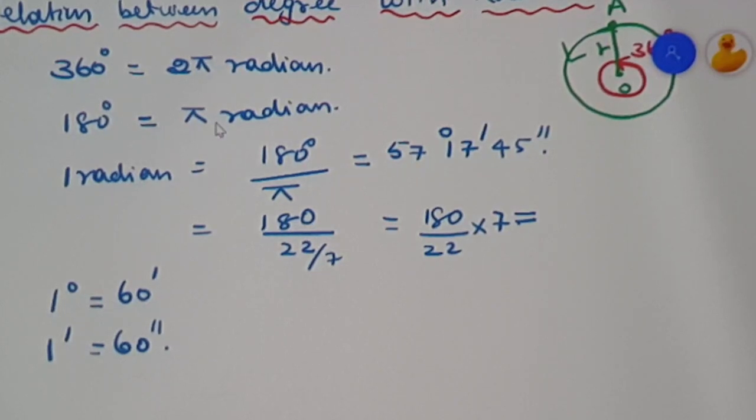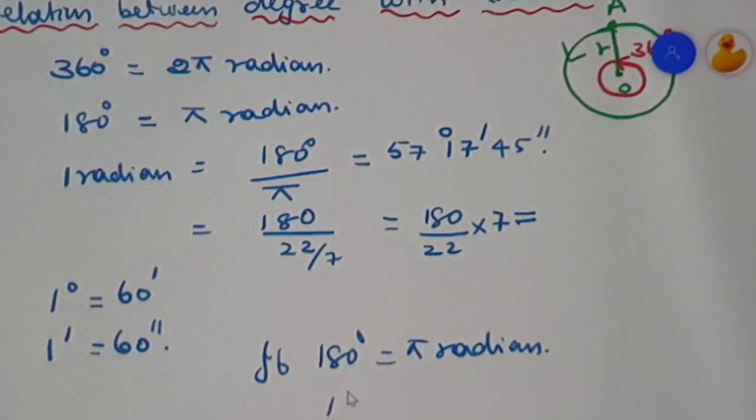180 degrees is equal to pi radian. So you can write it like this. If 180 degrees is equal to pi radian, then 1 degree is equal to pi divided by 180 radian. Like this also you can calculate. So this is a small relationship between degree and radian.